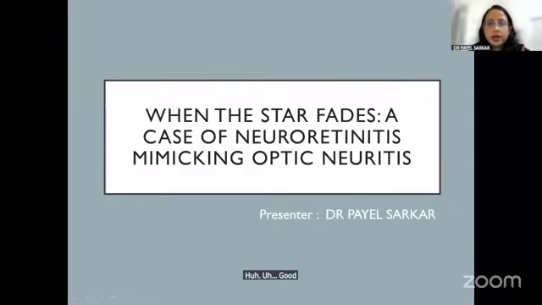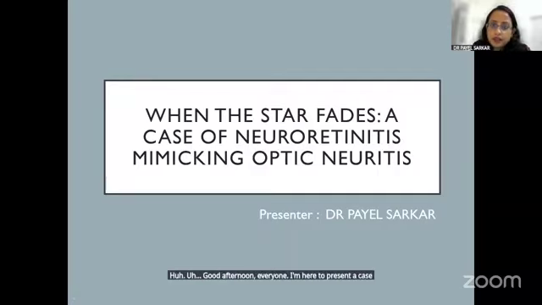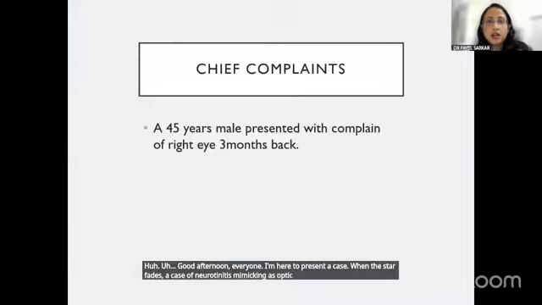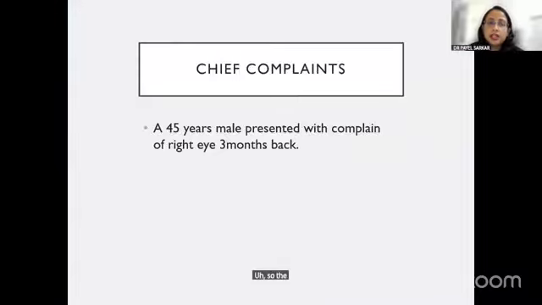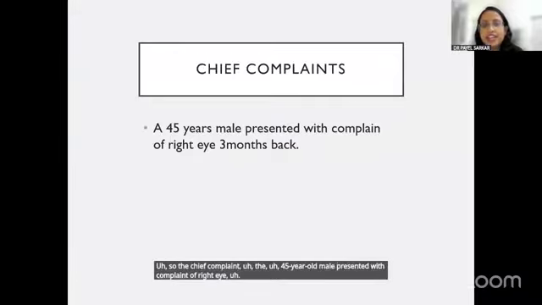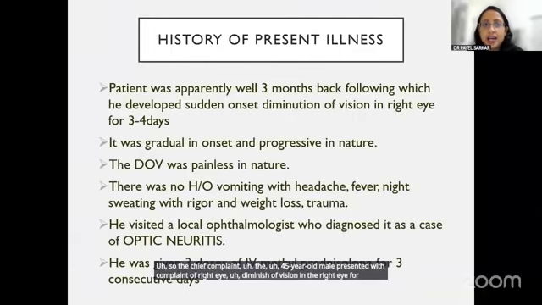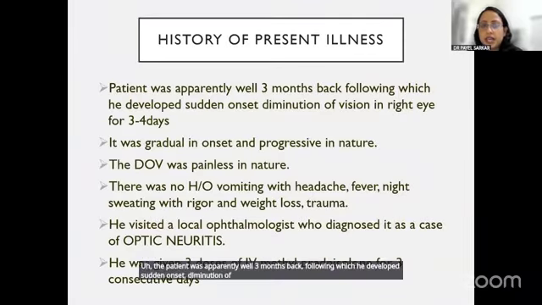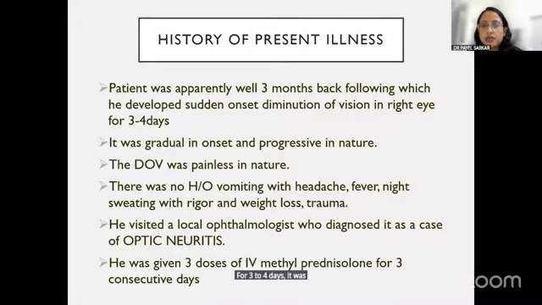Good afternoon, everyone. I am here to present a case: When the star fades, a case of neuroretinitis mimicking optic neuritis. The chief complaint: a 45-year-old male presented with diminution of vision in the right eye for 3 months. The patient was apparently well 3 months back, following which he developed sudden onset diminution of vision in the right eye for 3 to 4 days. It was gradual in onset and progressive in nature.